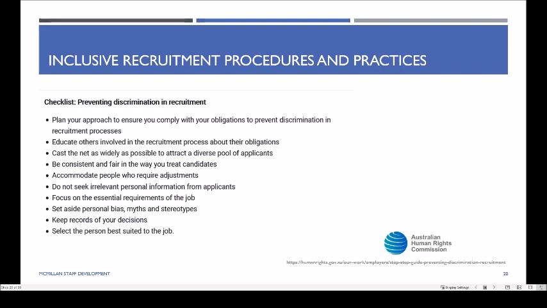So let's have a look at this checklist. From the Human Rights Commission, in terms of inclusive recruitment practices, it's about planning your approach to ensure you comply with your obligations to prevent discrimination in the recruitment process, and making sure that you're clear about the capabilities required for this position: what does the ideal candidate have to be able to do to fulfill this position? That normally means having a good, robust position description or some type of duty statement, clear about the capability, not about the characteristics that you require.